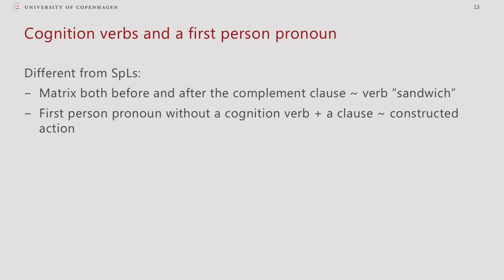I think also that the first person pronoun without a cognition verb plus a clause may be something unique to sign languages. And it's somewhat reminiscent of constructed action, where you can also just use a nominal before the construction, the constructed action construction.